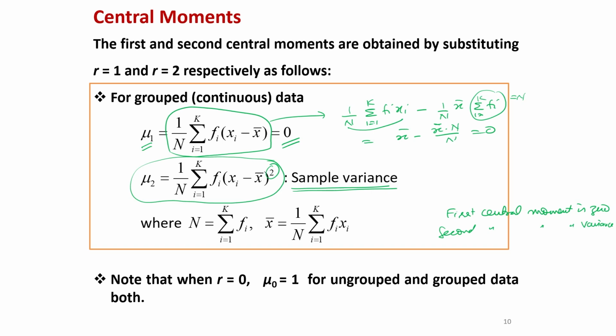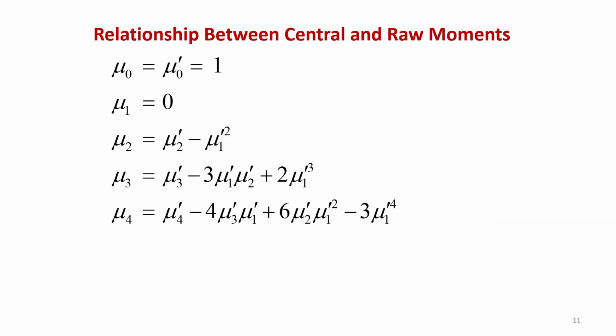And in case you substitute r equal to 0, then you get mu 0 equal to 1 upon n summation i goes from 1 to n of (x_i minus x bar) to the power 0, which is equal to 1 upon n summation i goes from 1 to k of f_i, that is, the total frequency n upon n, which is equal to 1. The same story holds for grouped data also. So, for r equal to 0, mu 0 is 1 for grouped as well as ungrouped data. This is what you have to keep in mind.